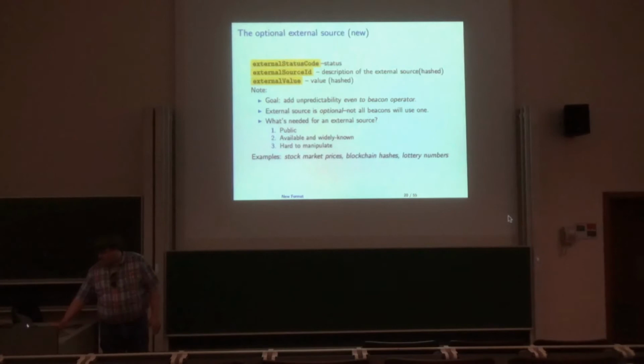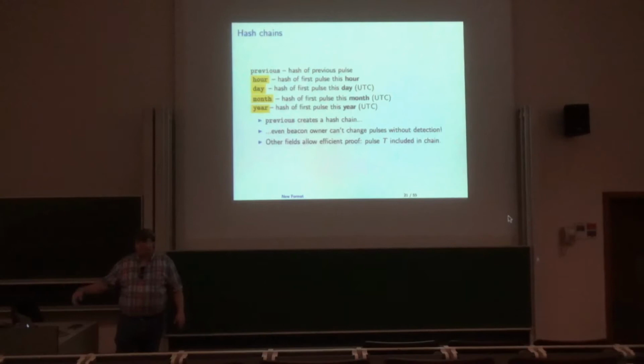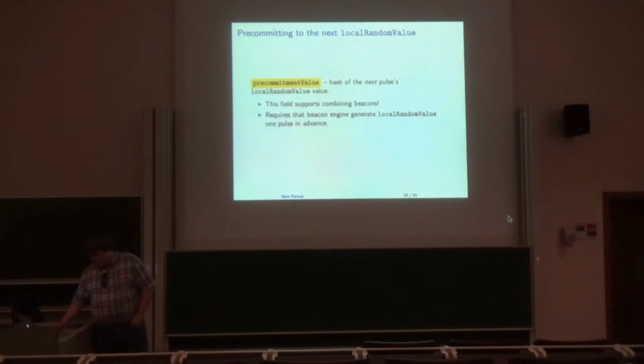There's also this whole set of hash chains, and I'm not going to go into this at all, other than to say that each beacon pulse has a lot of hash chains. I'm going to talk about this a lot more later in the talk. But every beacon pulse has many hashes from previous things. This is the other thing that's interesting that's new. It's called a pre-commitment value. So this is the hash of the next pulse's random value, the local random value. It's not the output, but the random part.